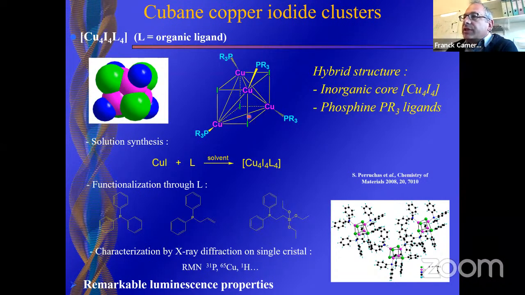For example, we use this cubane, which looks like a cube. So you have 4 copper atoms and 4 iodide atoms, which are at the summits of this cube. And you also have on each copper a ligand, which can be a phosphine derivative. So you can have several types of what we call cubane copper iodide clusters. And depending on the ligand you use, you will have several properties.